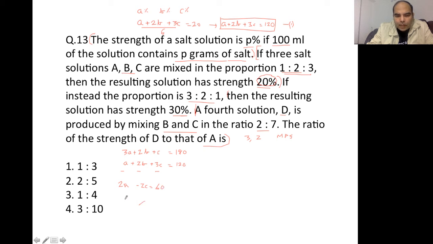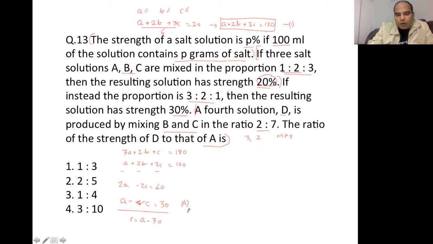That means that A minus C must be 30. This is the first outcome between A and C that we have, which also then means that the value of C is A minus 30.